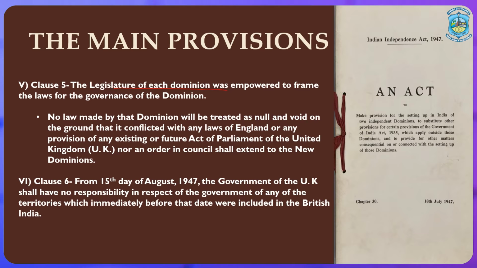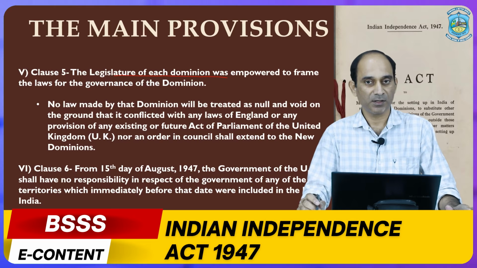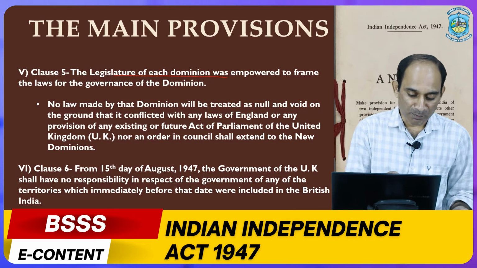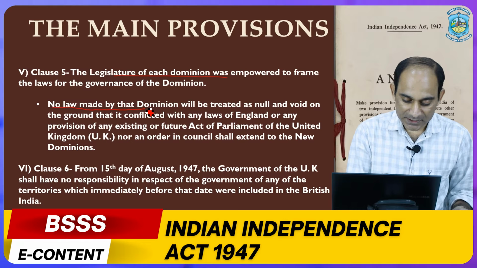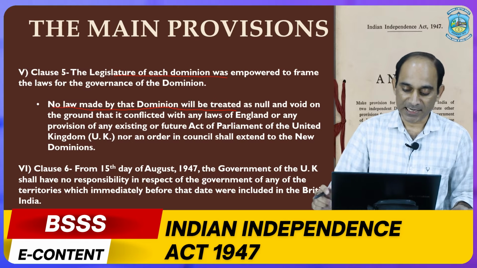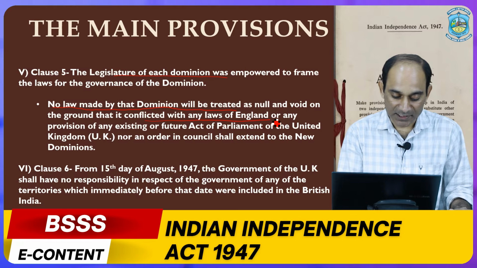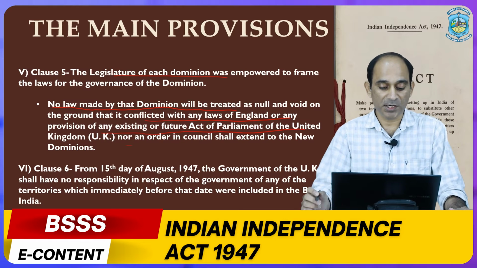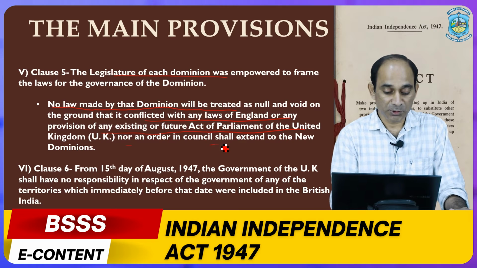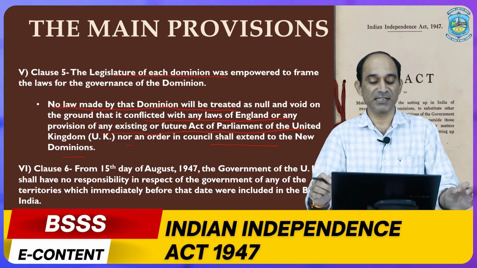Clause 5, which was a very important clause, said that the legislature of each dominion was empowered to frame laws for the governance of the dominion, which means that no law made by the dominion will be treated as null and void on the ground that it conflicted with any laws of England or any provisions of any existing or future Act of Parliament of the United Kingdom, nor shall an order in council extend to the new dominions. It is very significant.